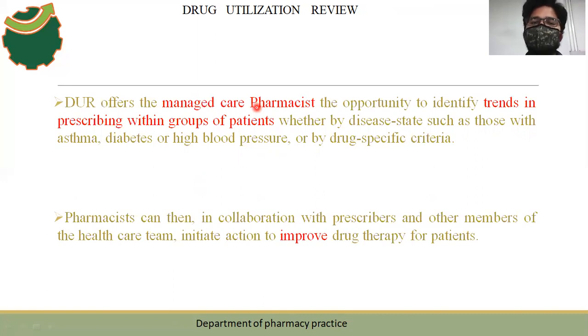to seek an opportunity to identify the trends in prescribing in a group of people. Here, a group of people means, say, patients who have hypertension, asthma, diabetes, or blood pressure. Whenever you see the prescription pattern in this cohort group of people, what happens? They will have a pattern of treatment guidelines.